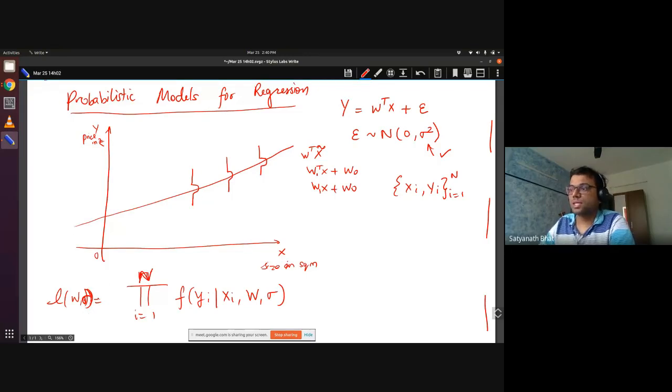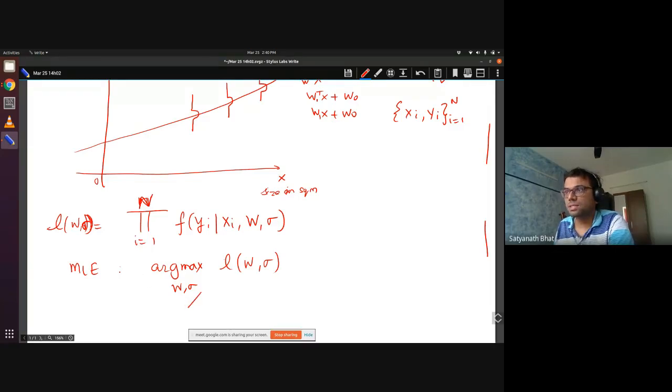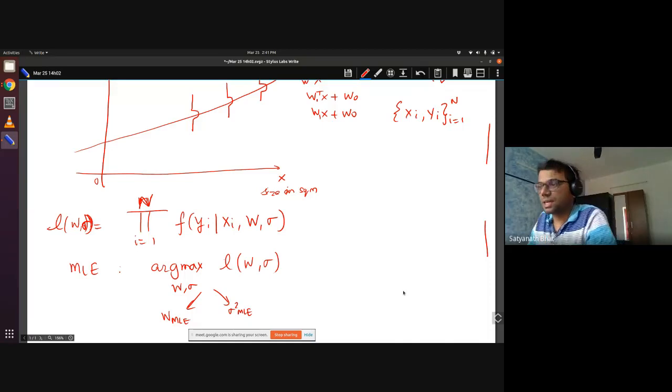Okay. So now what is the maximum likelihood estimate? MLE is what you would like to do: argmax over W, sigma. When you do this, you will get two parameters: W MLE and sigma squared MLE. All right. So we know the standard procedure for doing MLE, so let us just get started. We take the log and then we take the individual terms and we do it, right? So let's do that.